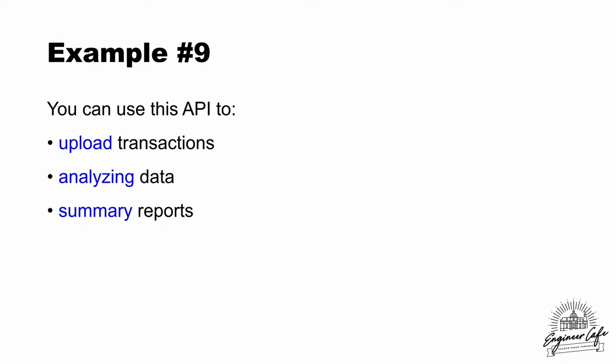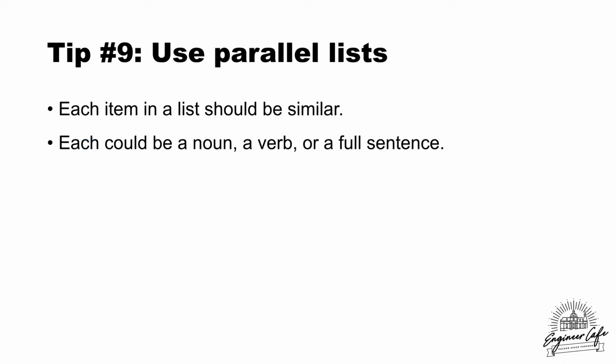So the tip that we usually call this is parallel lists. So tip number 9 is use parallel lists. And I'm not a fan of describing this with a ton of grammatical words or parts of speech, but I think it's best to just say each item in a list should be similar. So they can be a noun, no, I'm using parts of speech. It could be a noun, a verb. They could also be a full sentence. And this is something to think about especially if you go back and say, oh, we need to add this possibility to the list.